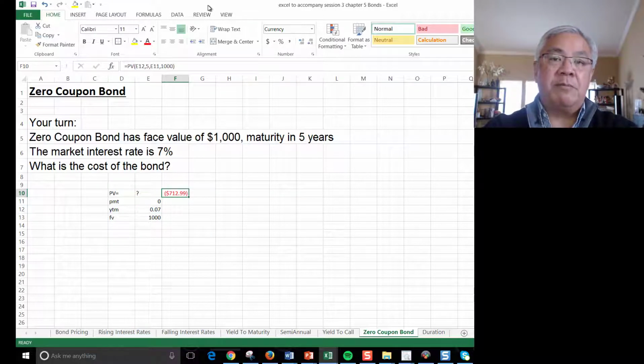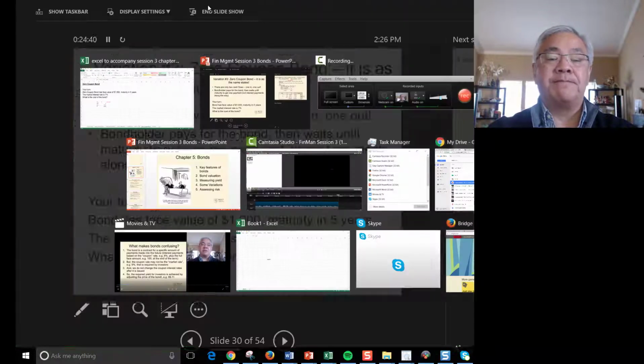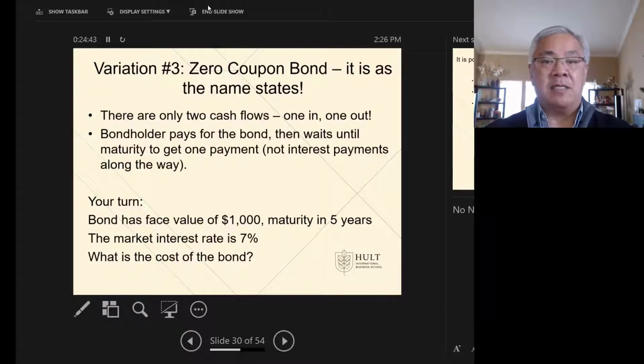So what that means is you would pay $712 today and then just sit and wait 5 years. And at the end of 5 years, you'd get one big check from the issuer of $1,000. So that's a zero coupon bond. Like I said, very simple. It's a direct application of the PV-FV formula.